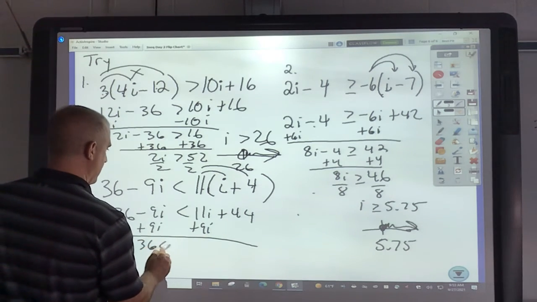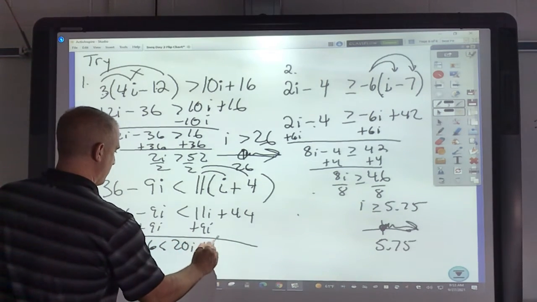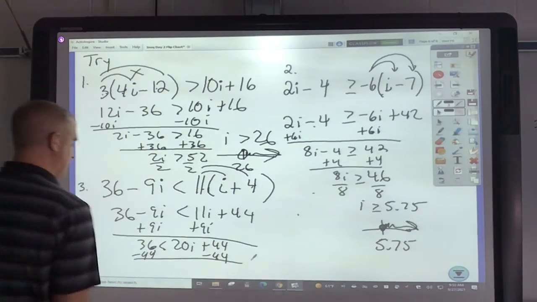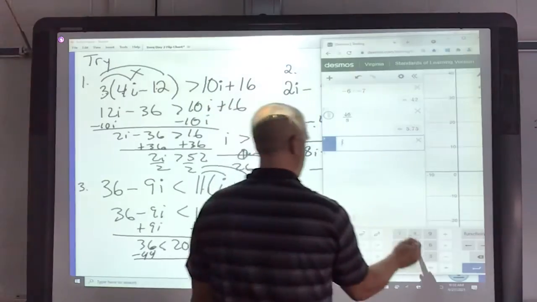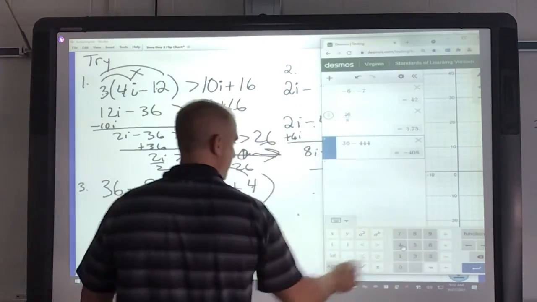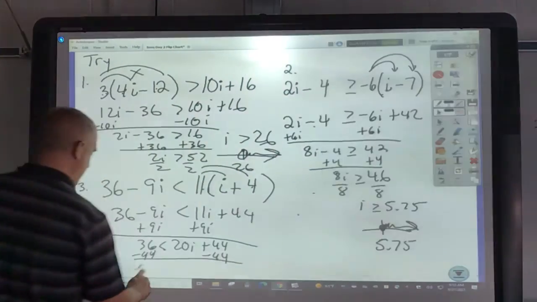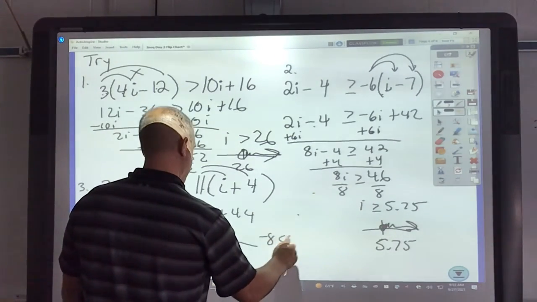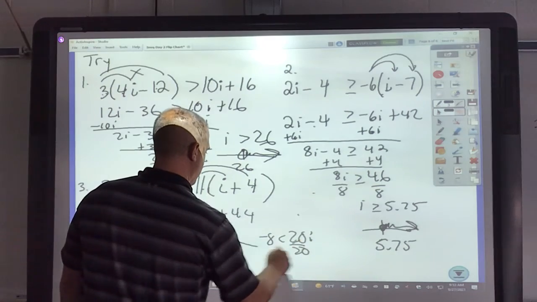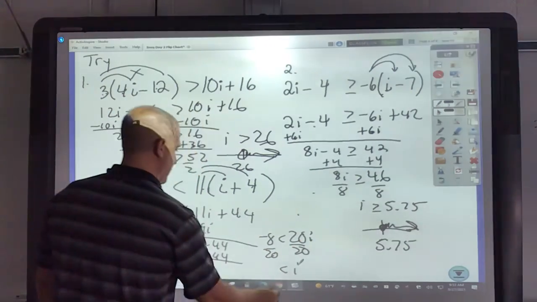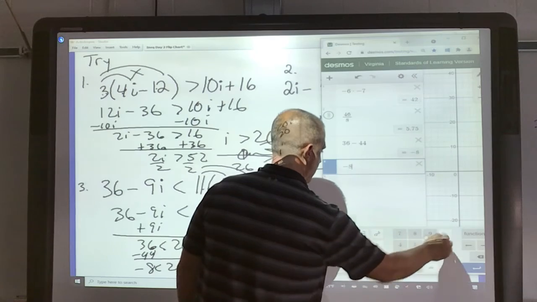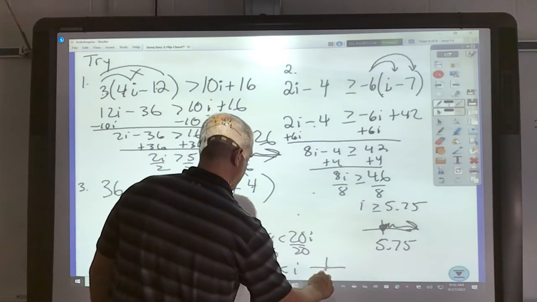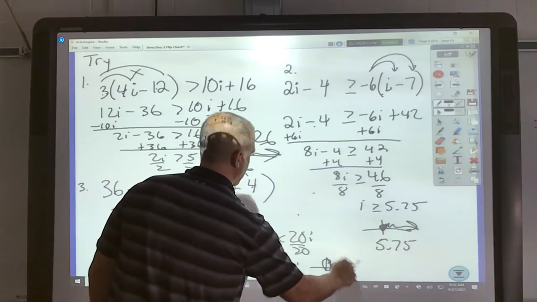Okay, so 36 greater than 20i plus 44. Subtract 44, subtract 44. I get 36 minus 44, which is negative 8. I got 20i there. So negative 8 less than 20i. Divide by 20. I got i, negative 8 divided by 20 is negative 0.4. So that's going to be an open circle, shaded to the right.